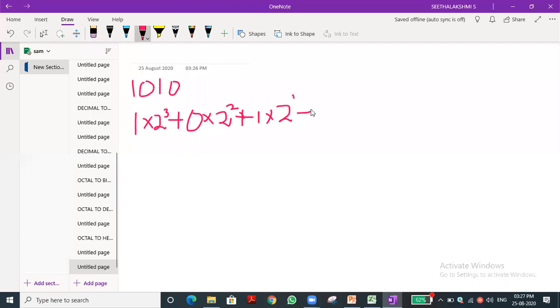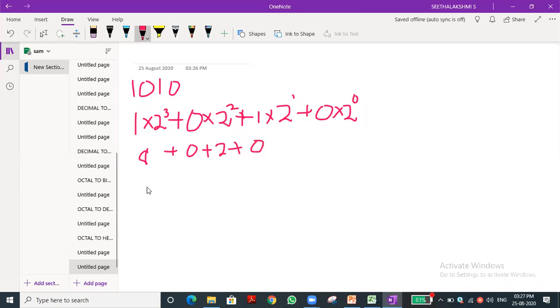So what is the final value we got? Here it is 8, no? 8 plus 0 plus 2 plus 0. So finally we got 10.